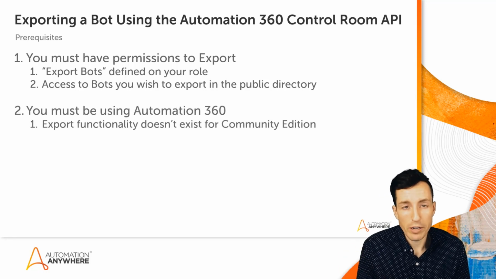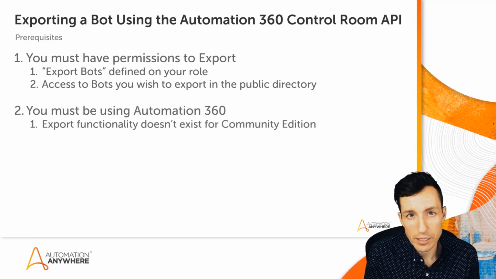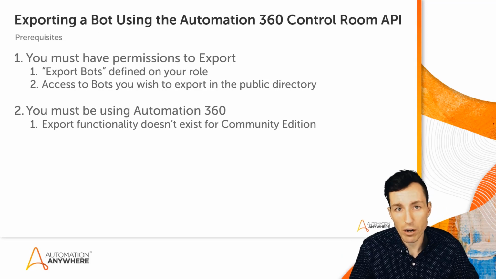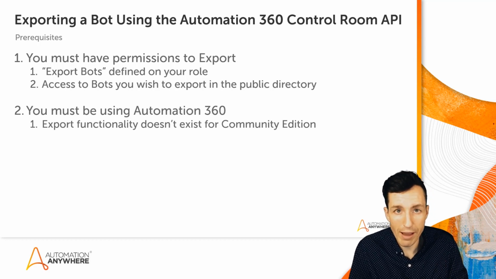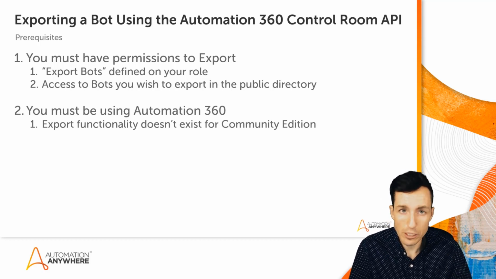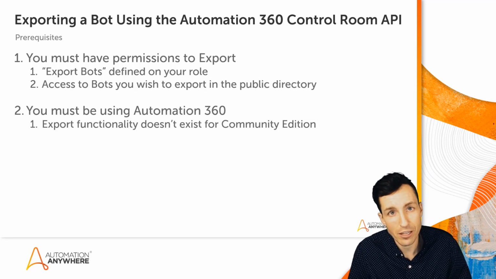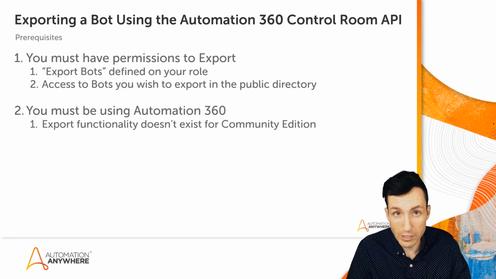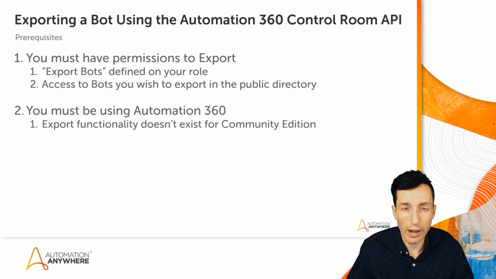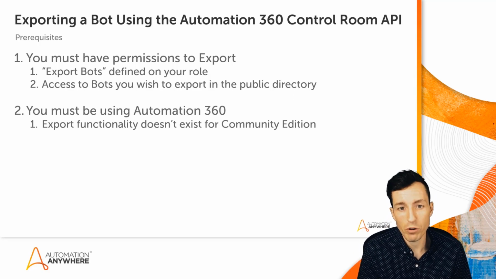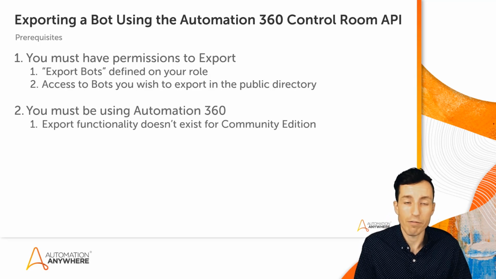The second component is you have to be using Automation 360. We previously called this Automation Anywhere Enterprise A2019. Now it's Automation 360, but you have to be using that version of the product. This export functionality does not exist in Community Edition. You'll be able to authenticate, just like I'll show here in a second, using Postman, but you won't actually be able to do the export. So keep that in mind. This is going to be for people who are using Automation 360 if they want to export bots.